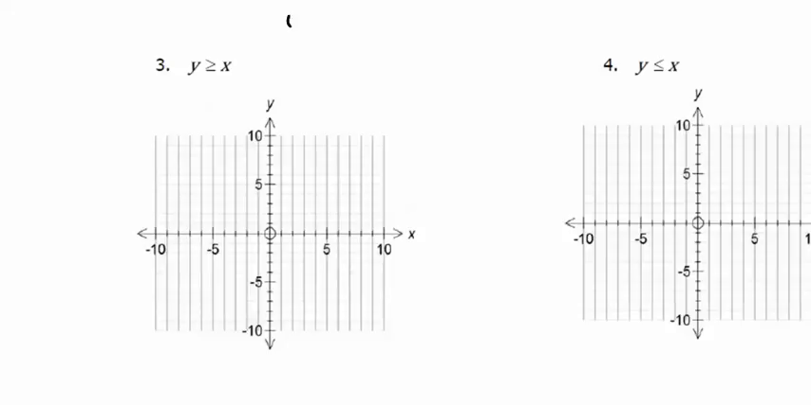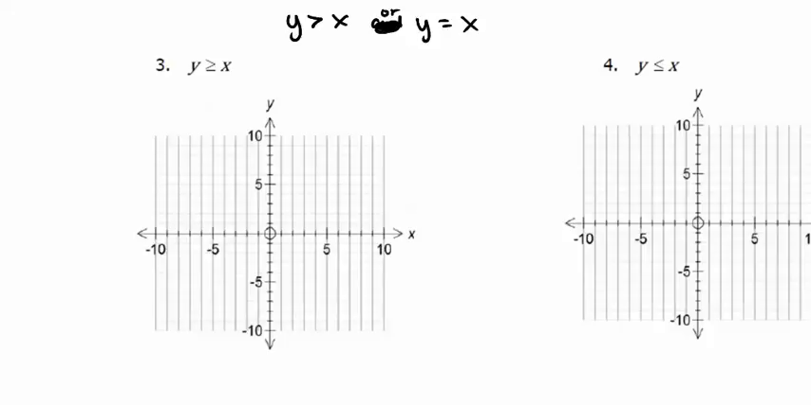Okay, well, what does that mean? That means y can be greater than x and y can also equal x. So y could be greater than x or y could equal x. Okay, so we're not talking about compound inequalities. It's just what the greater than or equal sign means.